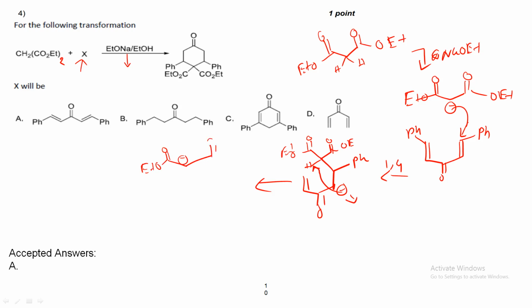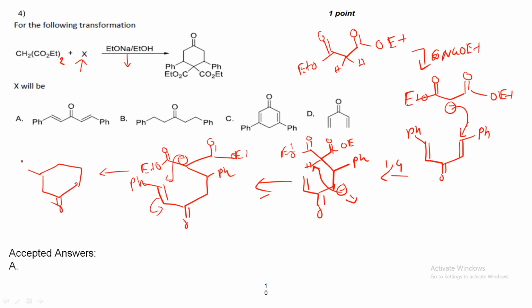Now the carbanion is generated at this center due to the stability of this. Sorry, Ph is here, not there. Ph is on that side. Now this carbanion again does a 1,4 addition, which should lead to the formation of this thing. Here CO2. You can see it is actually matching with this, so the answer would be A.